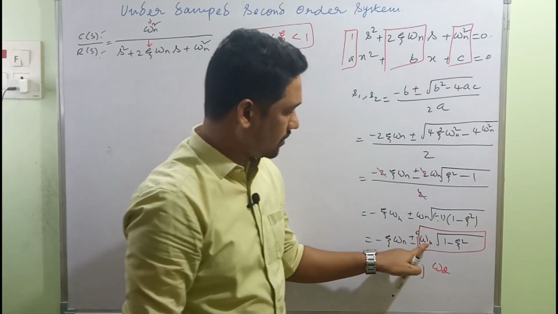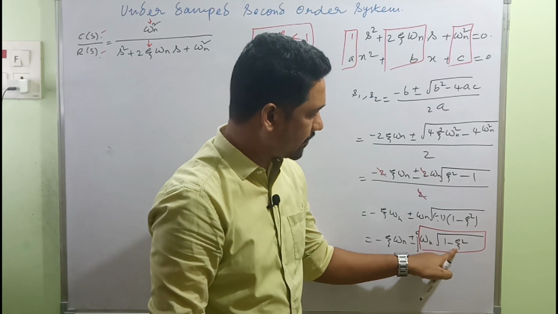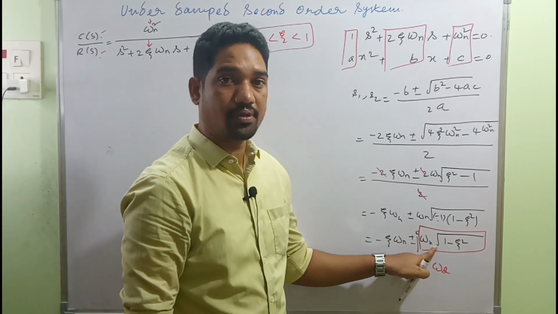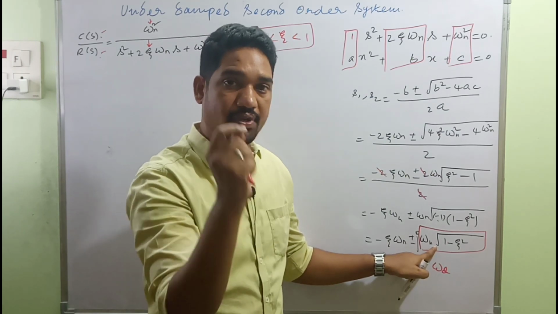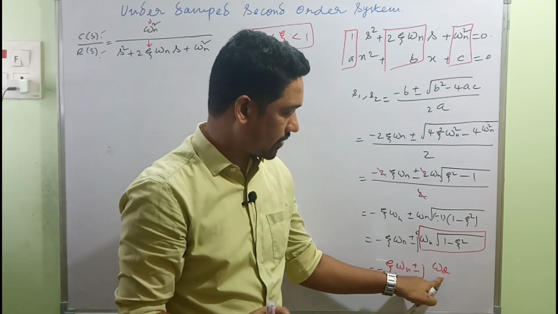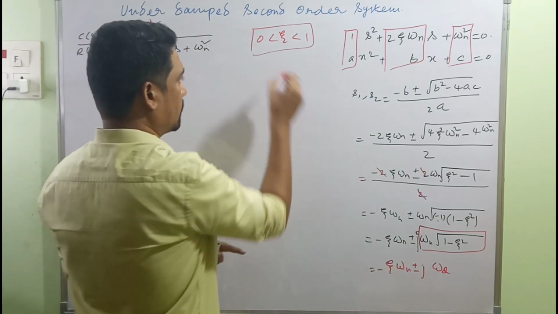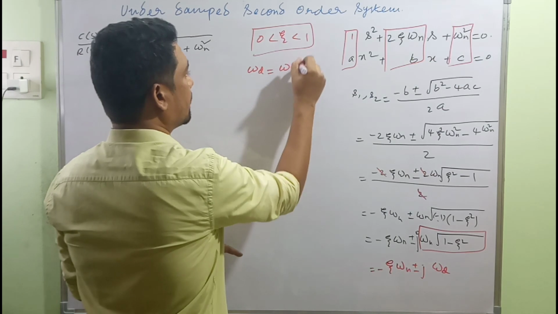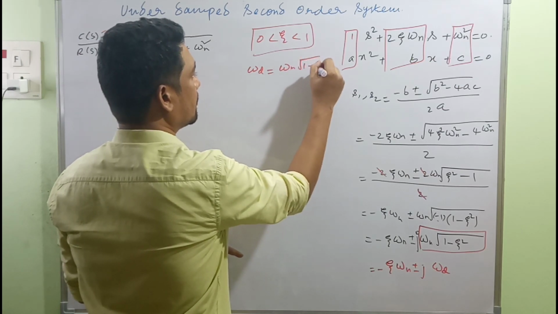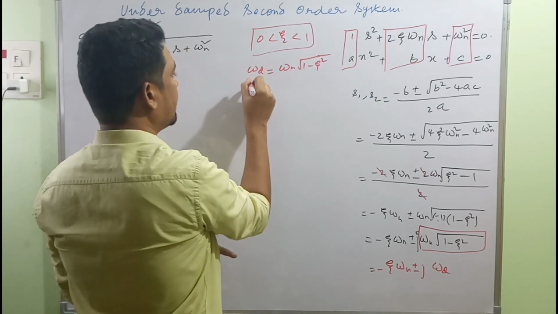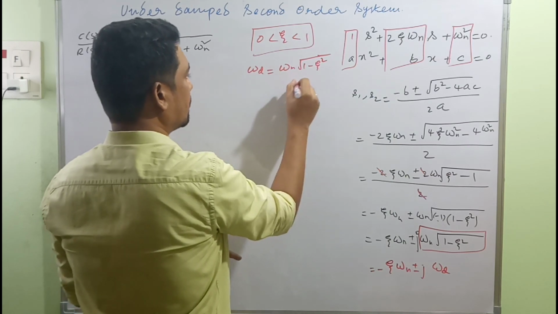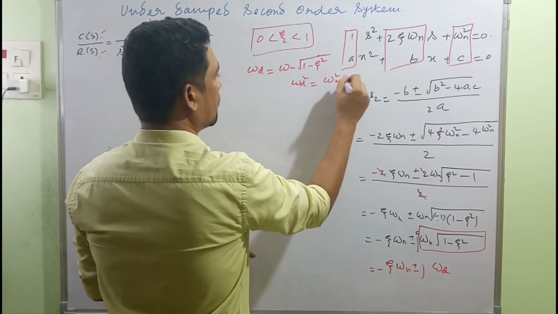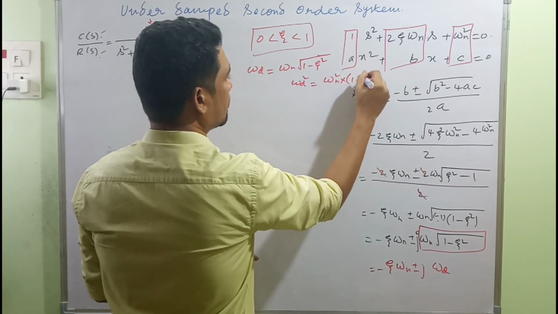It's a natural frequency. When multiplied with the damping ratio, that becomes the damped frequency of oscillations, and that is denoted with this one. So omega d is omega n under root 1 minus zeta square. And what will be omega d square? Omega d square will be equal to omega n square into 1 minus zeta square.